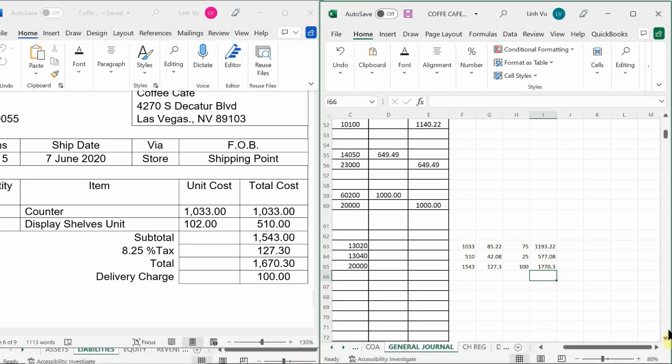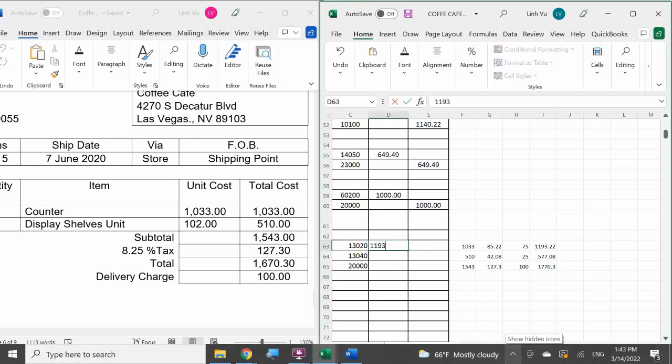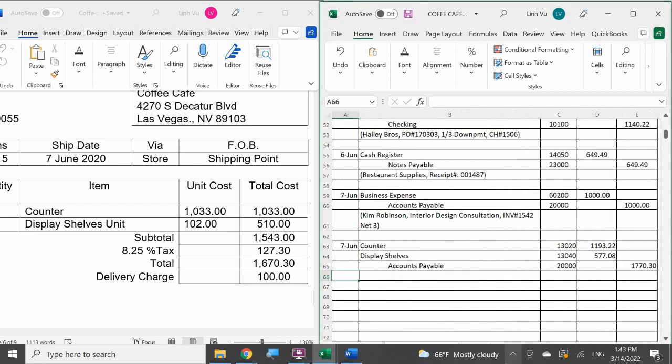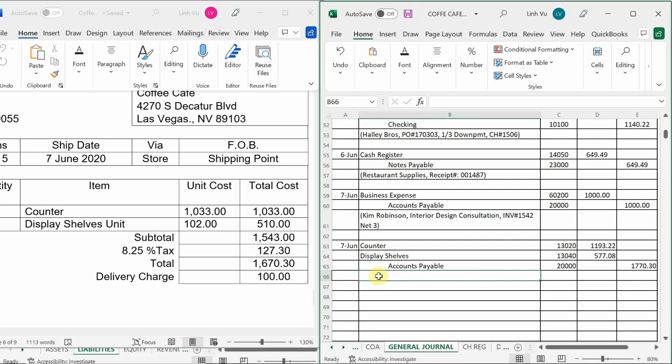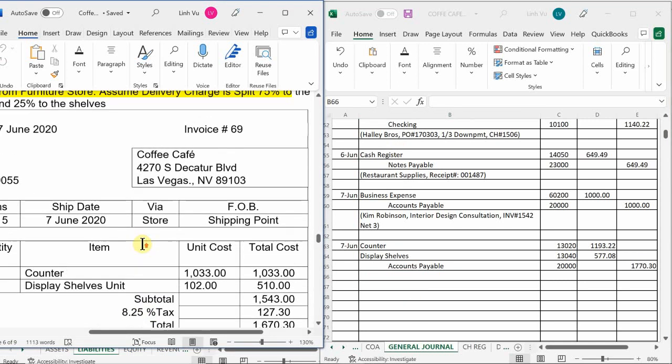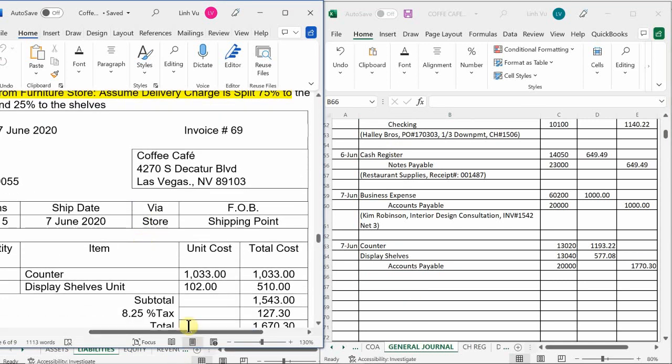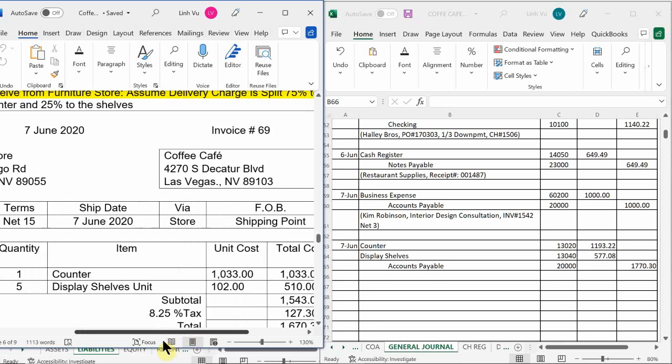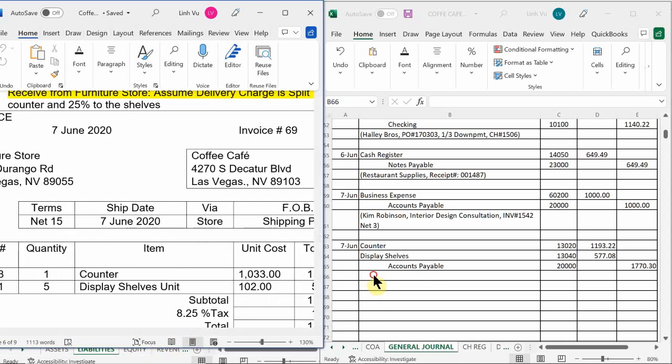So that's exactly what I'm going to do. I'm going to copy this information here. So this is 1193.22, and this was 577.08, to give me a grand total of 1770.30. Okay. All right. So now that I have my items split, what kind of information do I need to have in order to record this transaction? What do I need to say about this transaction?